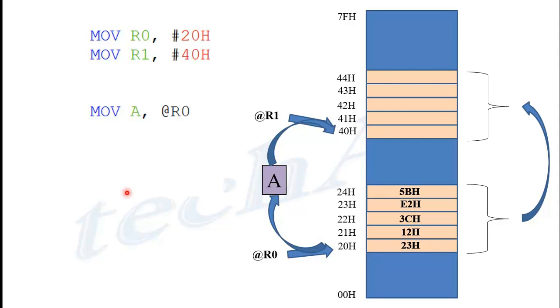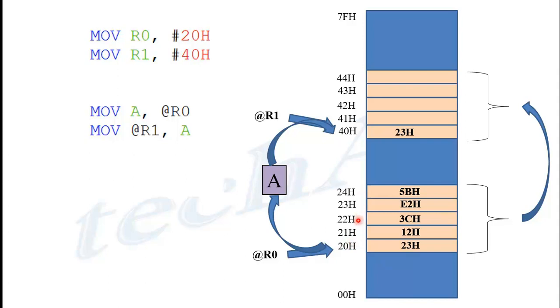For that purpose, we use the instruction MOV A, @R0, which will copy the data from the source address into the accumulator, and then we'll execute the instruction MOV @R1, A, which will copy the data from the accumulator to the destination address. After executing this instruction, the first data byte will be transferred from address location 20H to address location 40H. Now similarly, we have to perform the data transfer for the next 4 bytes of data present at the next address locations.